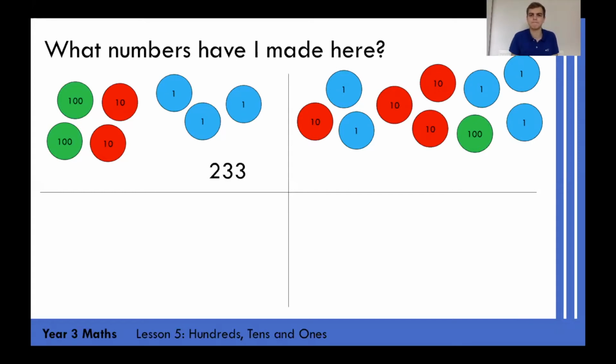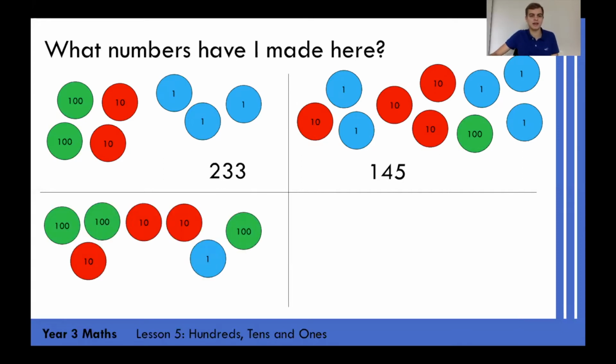Have a look. I can see I've got 100. How many tens? 1, 2, I've got 4 tens. And it looks like I've got 5 ones. So 100, 4 tens, 5 ones. What number is that? Call it out. Well done, 145. Excellent job. Let's have a look at this one then.